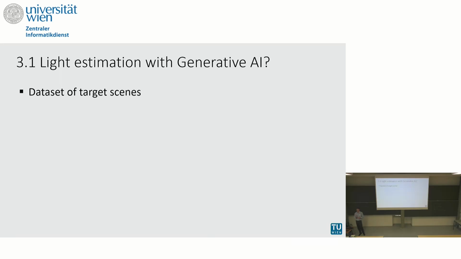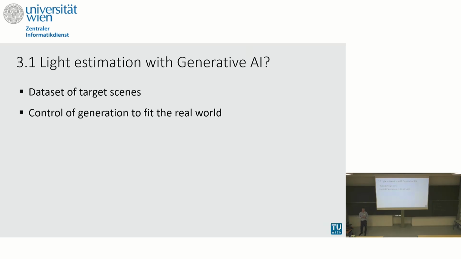And for this one, we first, of course, need the data sets for our target scenes. So if we want to have a general method which works for any scenes, we want to have a lot of data from any scenes and also ground truth illumination for that. In our case, we decided to go for estimation from human faces. So we created a human face database. I will show it also later.